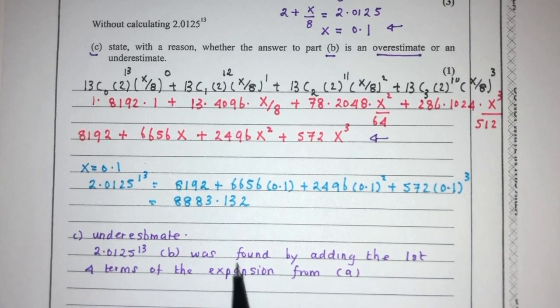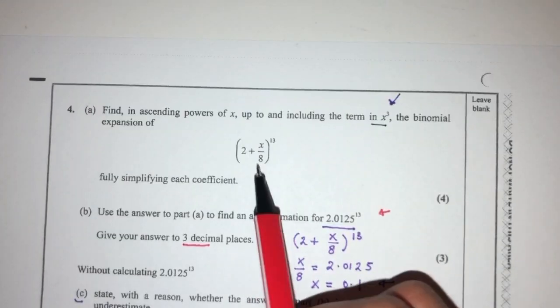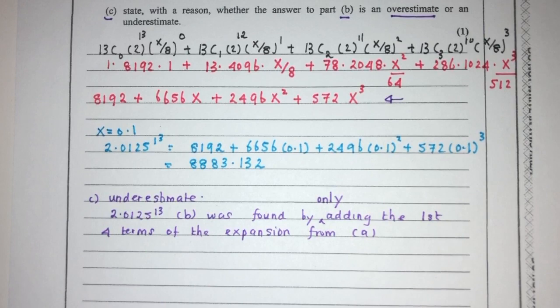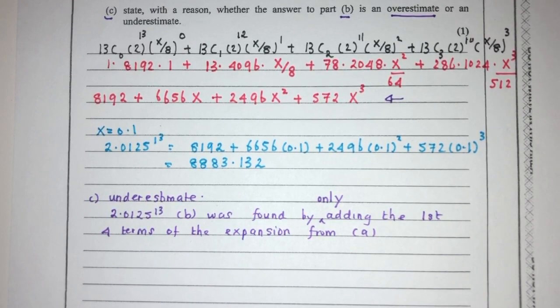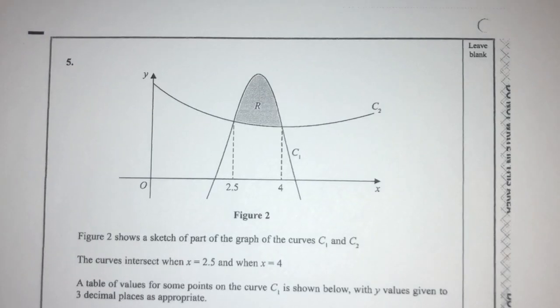It was found by adding only those terms, because as you know, if you were to expand this, you have many more terms, right? And we only use the first 4 terms. Because of that, it will be an underestimate. And that will be your question number 4. Let's move on to question number 5.